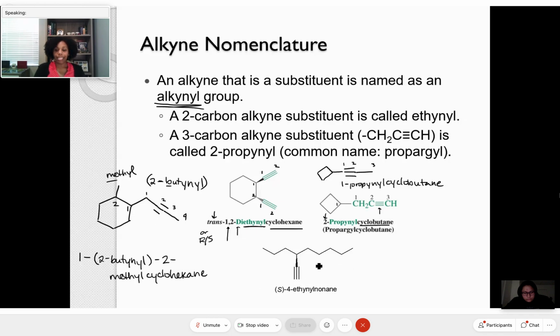So then let's look at our last example here. So I've just shown you rings. So if it's attached to a ring, you know it's a substituent. Here, when it is a straight chain, our longest carbon chain does not include the alkyne carbons. Our longest carbon chain is just 9 carbons long. And so on carbon 4, we have this ethynyl group. It's a 9-carbon chain, nonane. And then we see that this is a chiral carbon. And so we have to say, is this R or is this S? We add that into the beginning of the name.